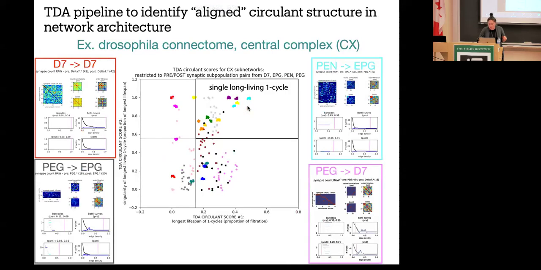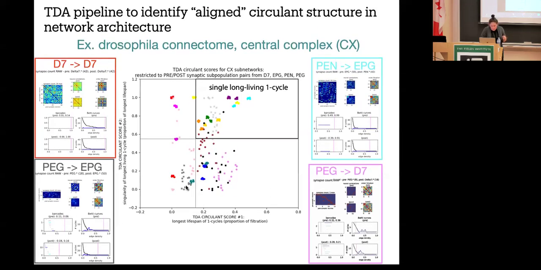But just to show you a little example of what could be happening here in red, where we really don't see indication of circulant structure. This is the delta 7 to delta 7 neurons. We see that there really is no long-lived one cycle here in the barcode, or sorry, the Betti curves. There isn't in the barcode either. And this looks like rank 1, low rank or something. So that's pretty interesting. There might be a sense that things over here could be low dimensional, low rank, something.